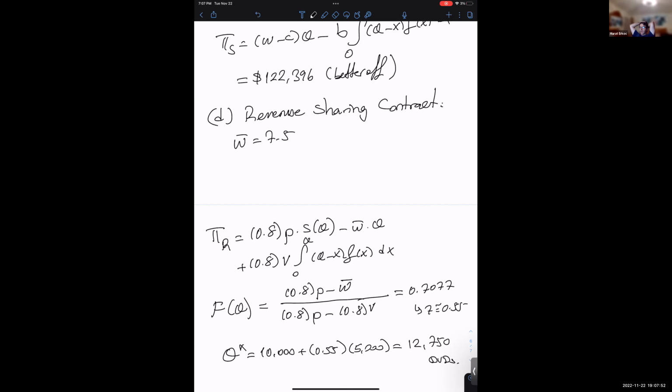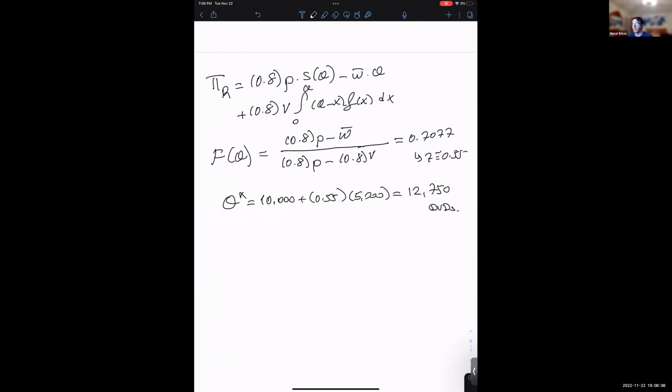Now, this is higher than the original case, the original wholesale price contract. That was 12,150. So, slightly above the order. But what we want to know, actually, the bottom line, in other words, when we plug these numbers into the profit function above, what do we find?